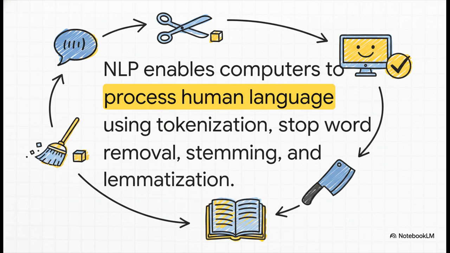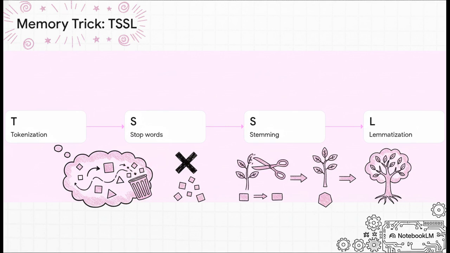All right, if you only remember one thing from this whole explainer, make it this sentence right here. This is your perfect, bite-sized summary of what NLP is and the core techniques it uses. It's got everything you need. And to make it even easier to remember those 4 key steps, just use this little trick. TSSL. Tokenization, stop words, stemming, and lemmatization. It's a super simple way to keep that processing pipeline straight in your head.